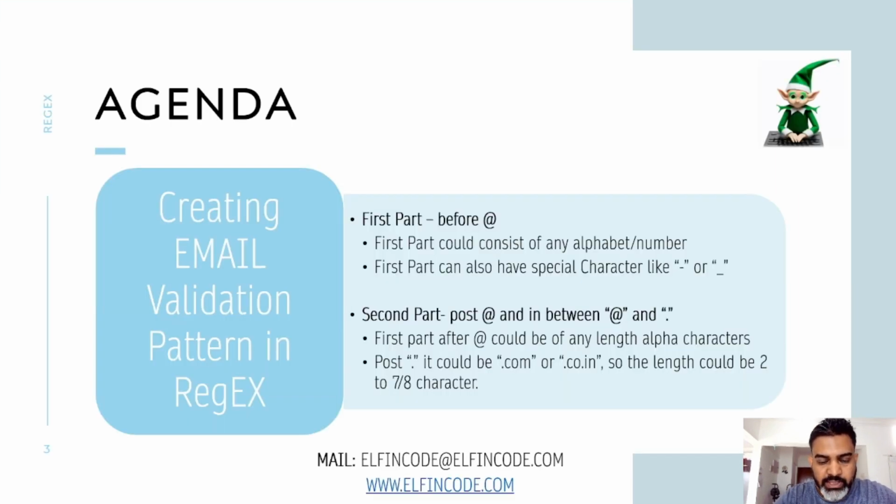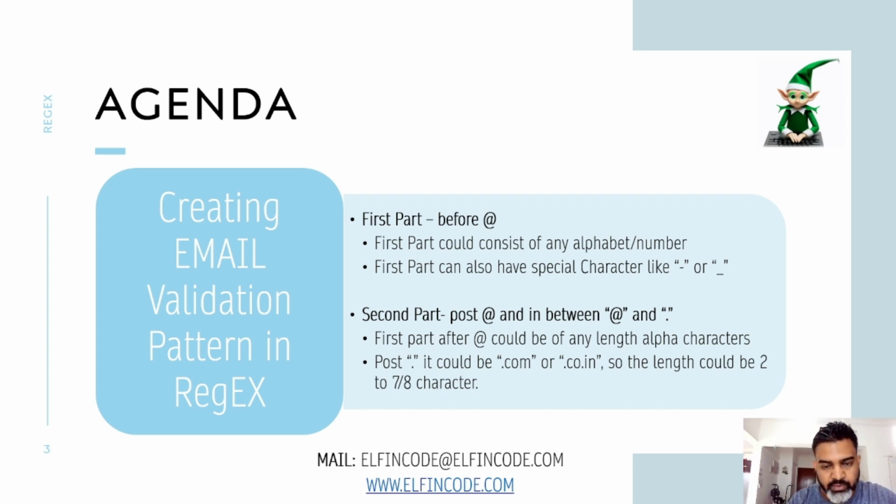Now in case of email, if you can see, this is one of the email IDs, which is elfincode@elfincode.com. Any email ID is broadly divided into three parts. The first part is anything which comes before the at the rate, then anything which comes between the at the rate and the dot symbol, and then anything which comes after this dot. So these are the three parts a email ID majorly consists of.